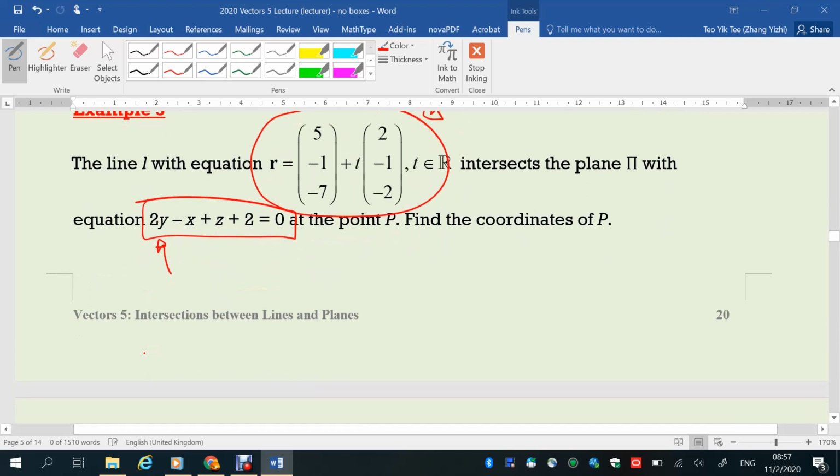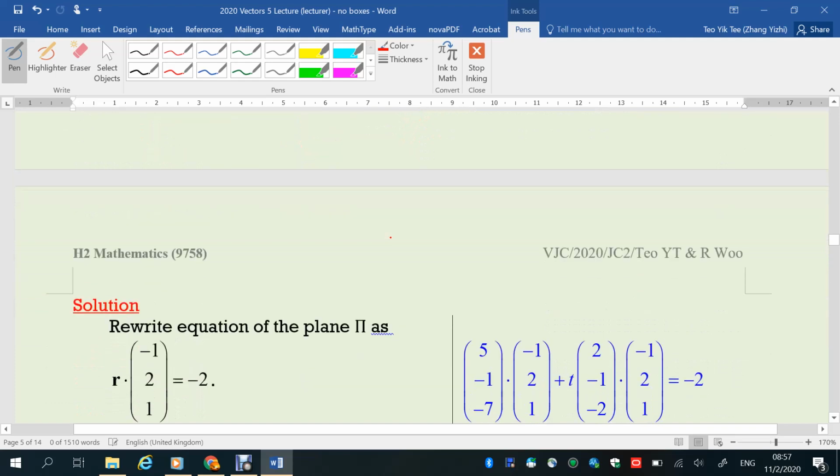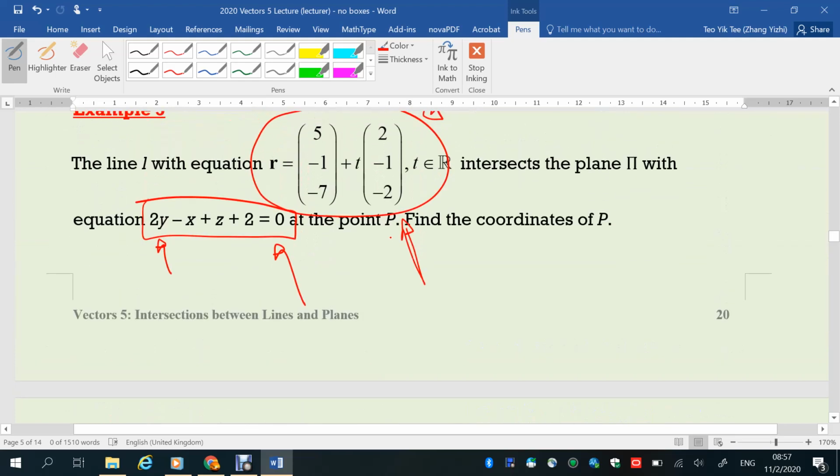So what you need to do now is basically equate, but then you need to look at what you have. Can you equate everything together? This is a bit of skill that you need to be asking yourself. One is in vector equation form, the other one is in Cartesian equation form. Do you have any means to actually equate? This is r, this is x, y, z. How to equate? There's no way that you can equate.